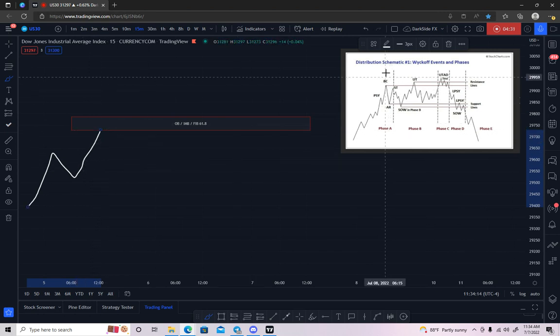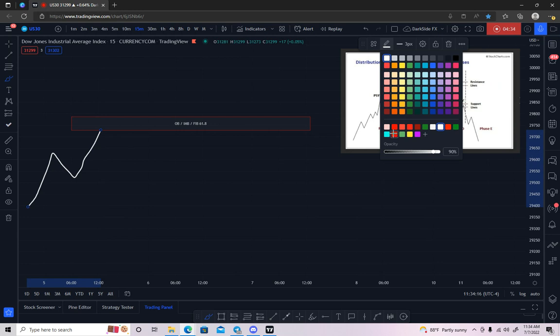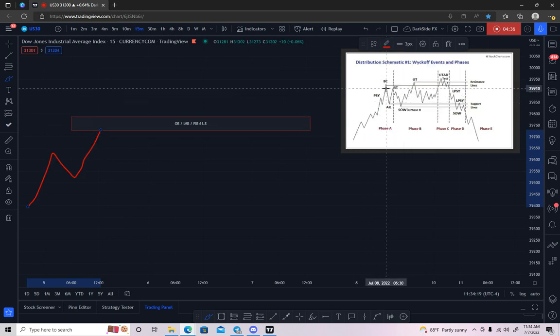All right. Now we're going to follow right exactly off this schematic. Let's change the color up. If we're looking, for example, at BC, right? This is the buying climax. The next one would be the automatic rally.